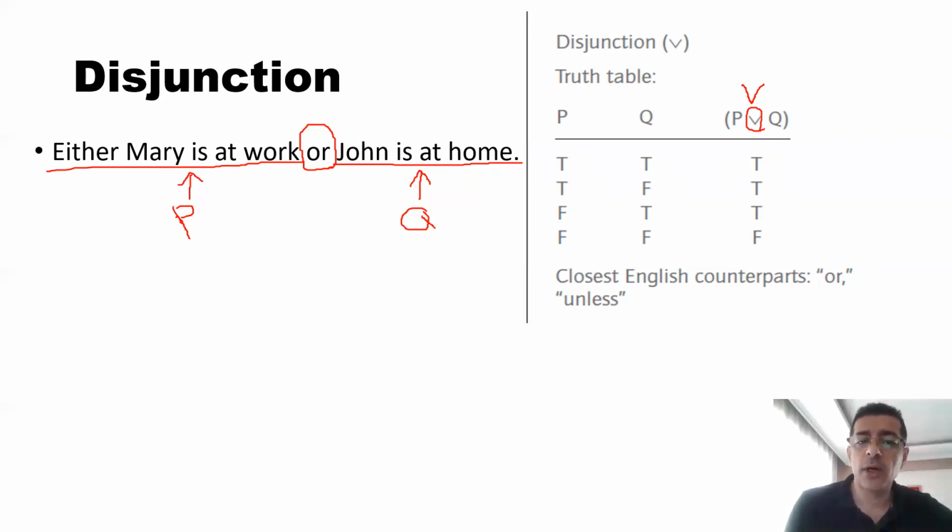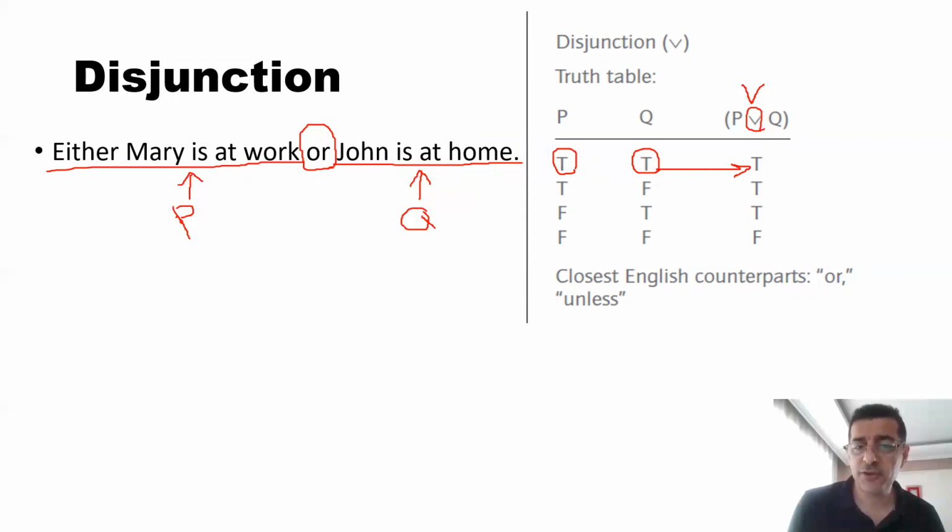Now, you can pause the video and see what the truth value of the operator will be depending on the truth value of each proposition. Please pause and then come back. Okay, I hope you figured it out. As you can see, this is the opposite of conjunction. It means if the truth values of P and Q are both true, then the operator will be true.